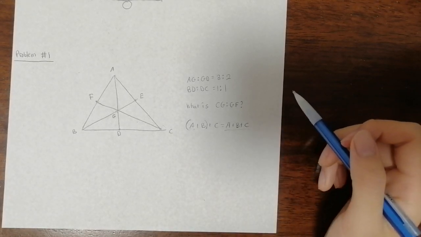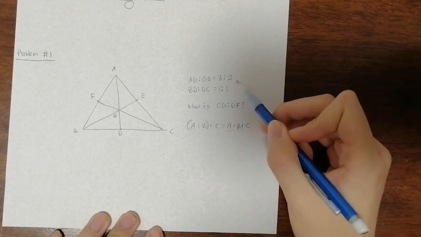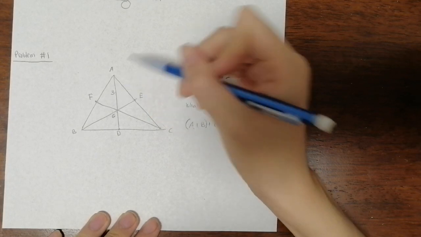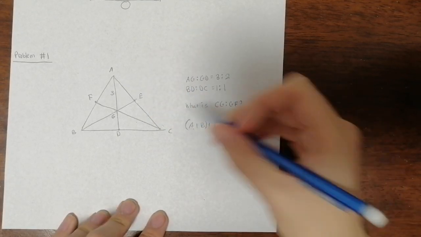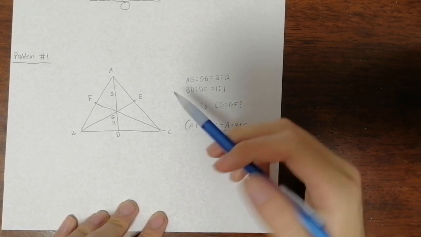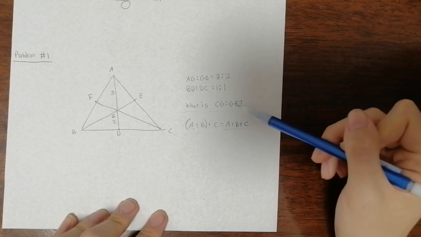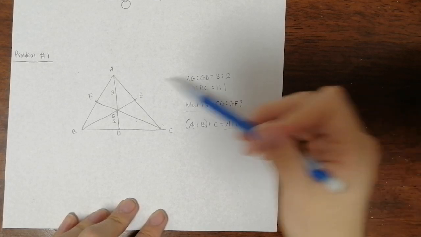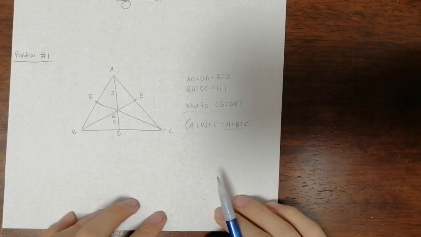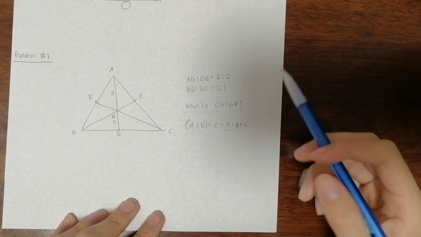So let's assign some masses. AG to GD is 3 to 2, so the length of AG, let's say, is 3, and the length of GD is 2. And the reason we can do this is because we're finding ratios. We're trying to find CG to GF, so if we assign, this could be like 6 to 4, 9 to 6, and it wouldn't matter because we're finding the ratios, and it's going to stay constant.